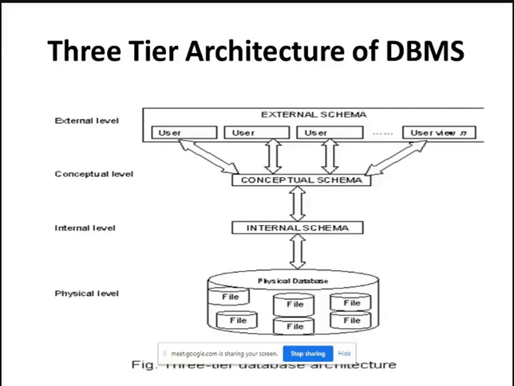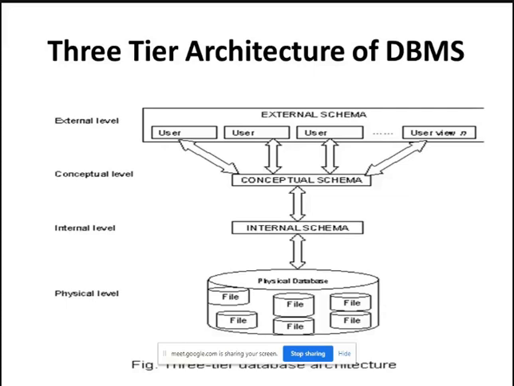There is only one internal schema per database. The internal schema includes how attributes are represented, how records are sequenced, what indexes exist, what pointers exist, and what hashing scheme, if any, is used.